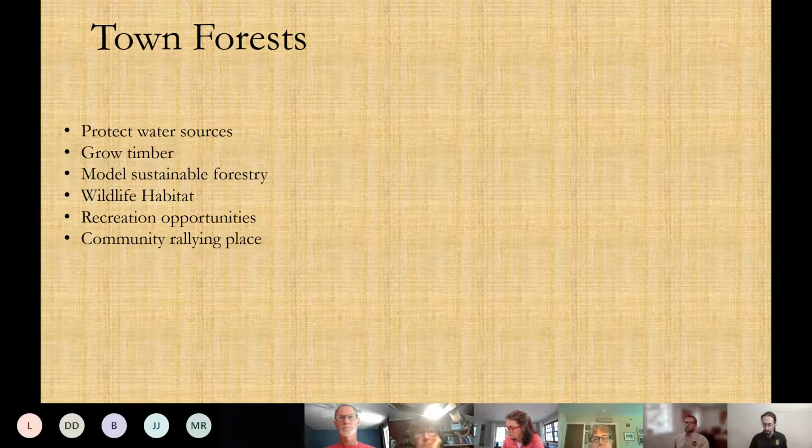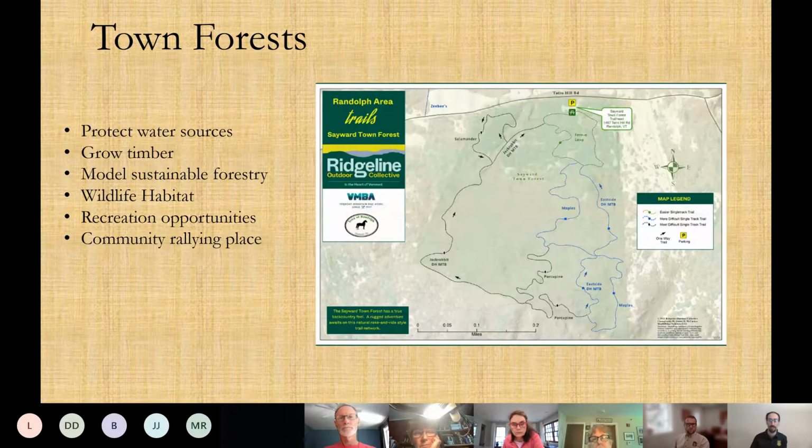For an example here, I have a map of Randolph's Sayward Town Forest. This is a really neat example of a homegrown initiative that was led by a resident, Steve Springer. He noticed that a lot of the town forests in Randolph were being used primarily for lumber, but they had this major recreation potential. So he revived Randolph's Forest Committee, and they developed a recreation management plan. Randolph is now a huge public mountain bike destination, and they partner with all kinds of interest groups.